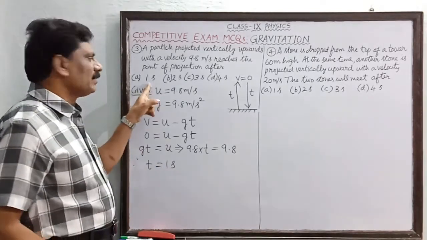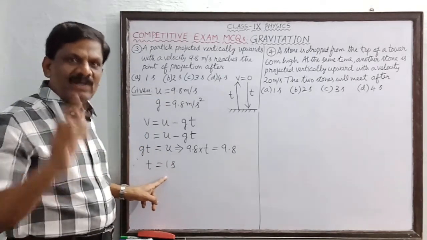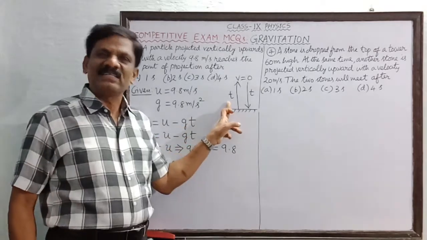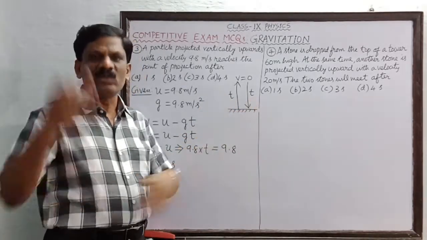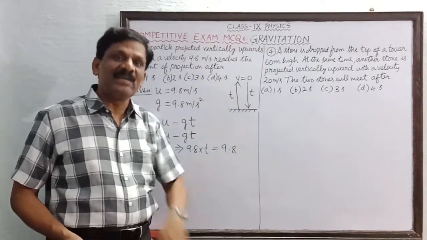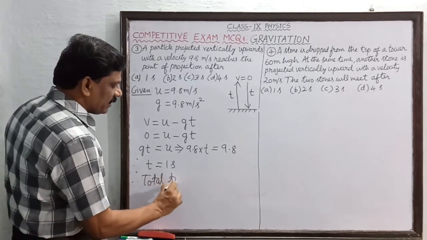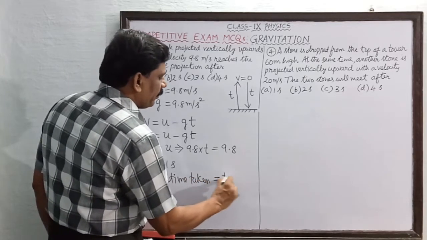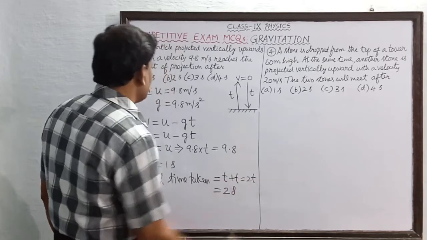So immediately some students will click the answer A, because they have got the answer t equal to 1 second. What is actually t here? It is not the total time. It is only the time of ascent. If t is the time of ascent, the same time it will take to come back also. So the question is, by how much time will it come back to the point of projection. Therefore, the total time taken is equal to t plus t, equal to 2t. So this is equal to 2 seconds is the answer.